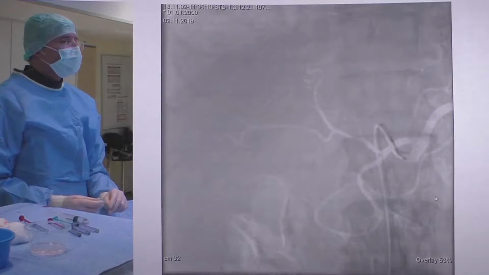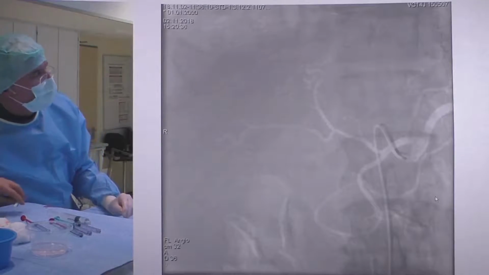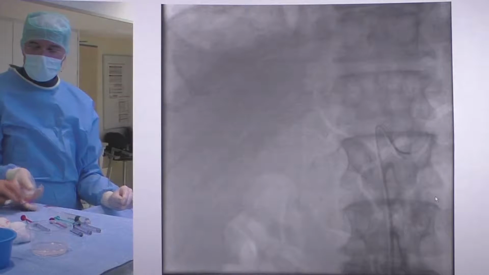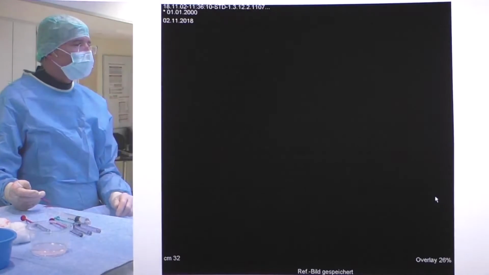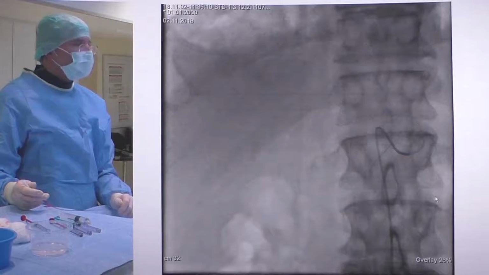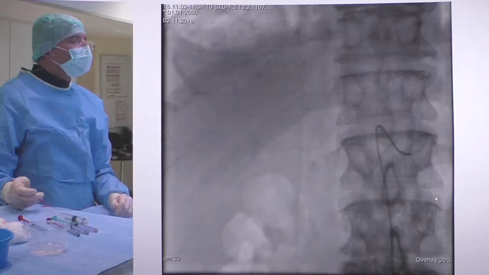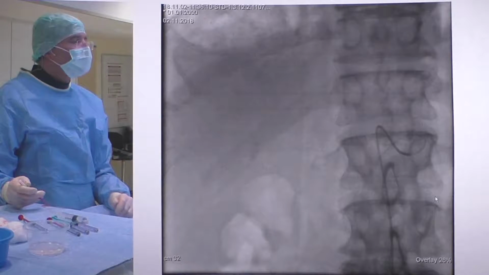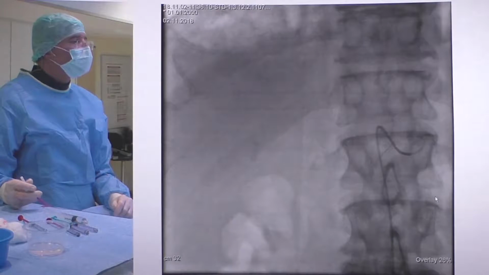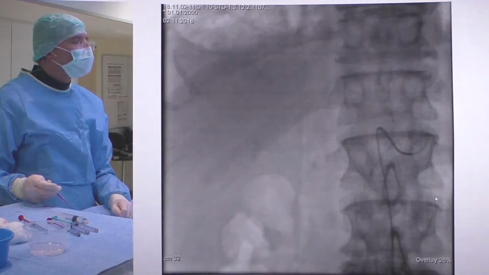Now the angiographic image. We are generating an overlay image now, overlay 53%. And this gives you an idea of the entire vessel system. And you see that the microcatheter is now flowing into the hepatic artery. I hope that talking will actually get it into the liver artery, into the hepatic artery.